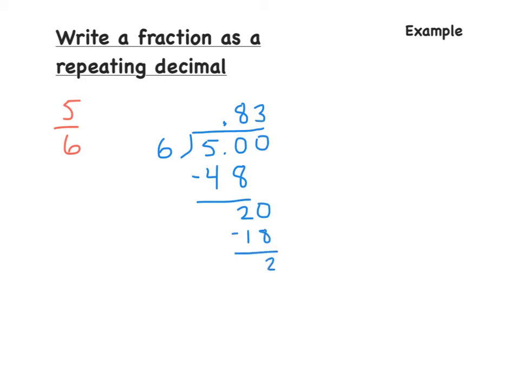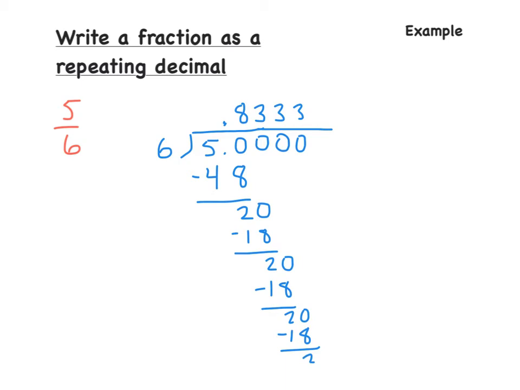Subtract that. We got a 2. Add a 0. Bring the 0 down. How many times does 6 go into 20? 3. 18, subtract it, 2, add a 0.